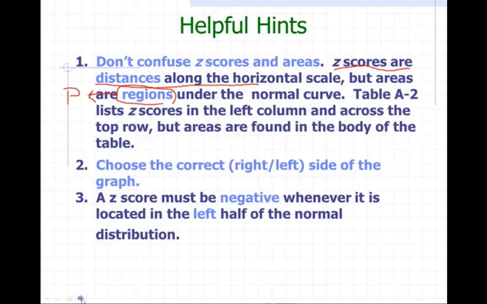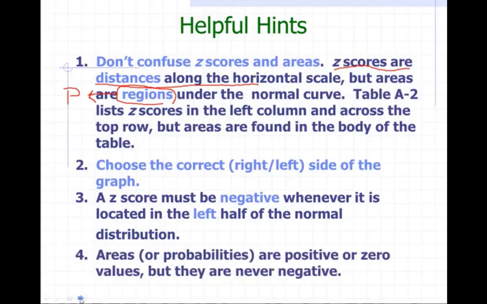And the z-score that's below the mean is negative, the z-score that's above the mean is positive. And then the areas are the probability, and they're always positive or 0. They are never, never negative.